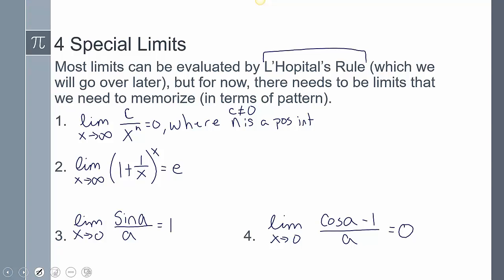The second is the limit as x goes to infinity of 1 plus 1 over x, to the x, that equals e. Look online for a proof on that. It's actually quite interesting, but I'm not going to spend the time going over that today. The limit as x goes to 0 of sine of a over a equals 1. And the limit as x goes to 0 of cosine of a minus 1 over a equals 0.